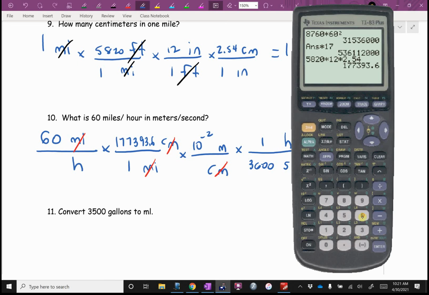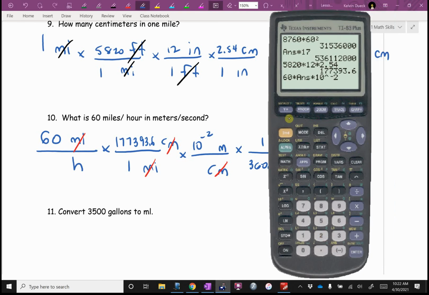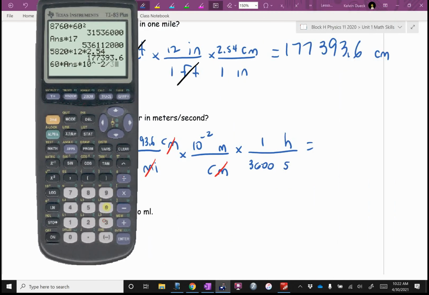I'm going to go like this, 60 times, and I'm going to hit my answer button. That just drops down my previous answer. I don't have to retype the 177,393.6. You want to find where your answer button is. Times 10 to the negative 2, divided by 3,600.